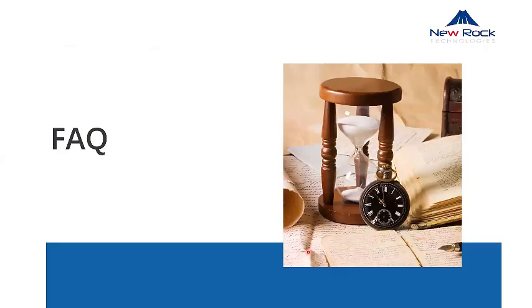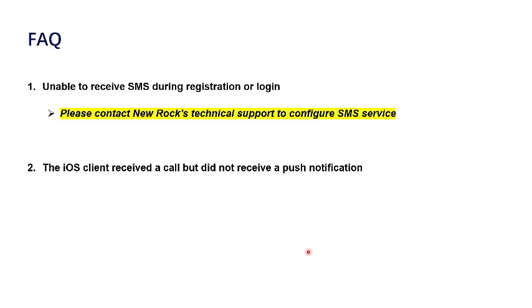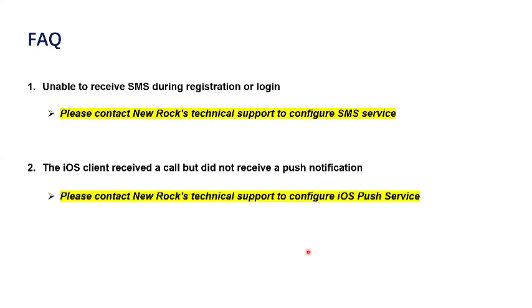Okay, so I think that's all for today. I have to show you some FAQ already. So this is some of the FAQ. If you're unable to receive SMS during the registration or login, we require you to contact us directly so we can configure the SMS service. And of course, for the iOS client, if you're unable to receive push notifications, we can provide you a document for that. Actually, we have prepared documents on how to enable the push notification. We can also do the configuration for you on your part as well.